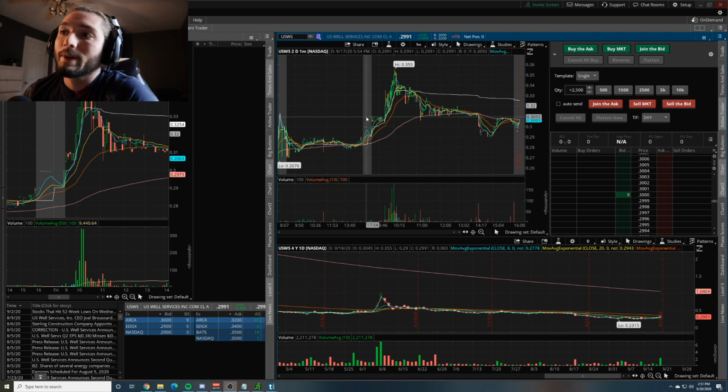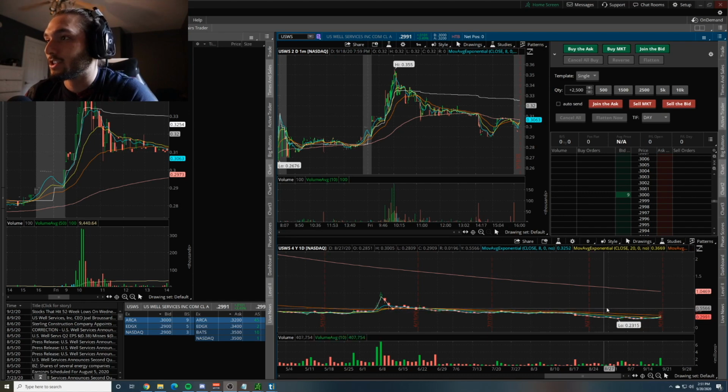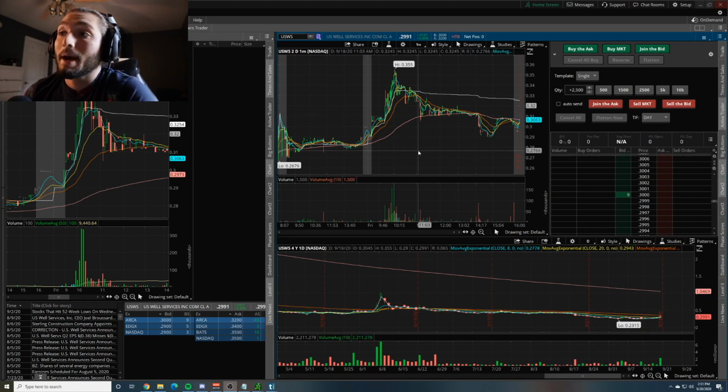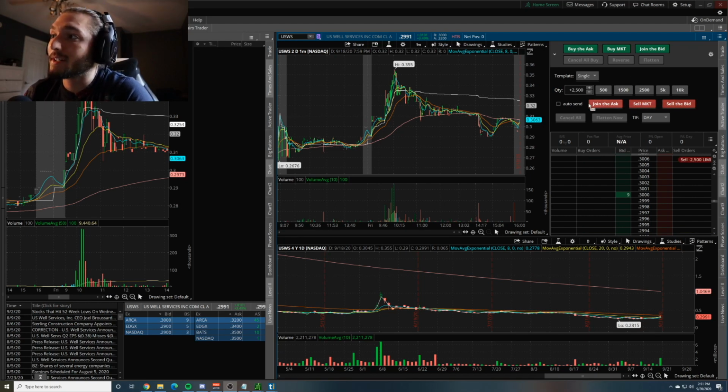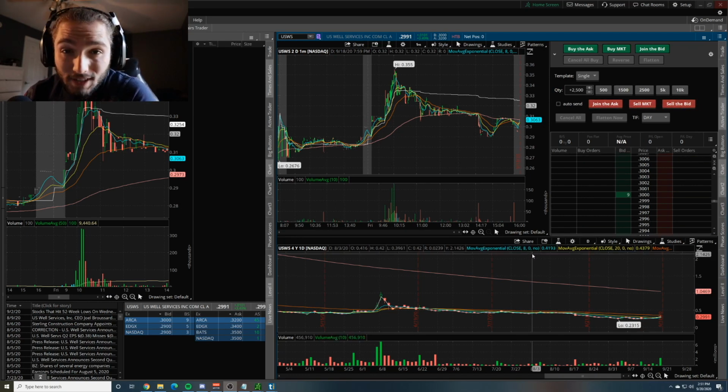So starting off, we have 3 charts on my main monitor: a 1 minute, a 5 minute, and a daily chart. And this is my main monitor. This is where the magic happens. I keep Active Trader open. I have the buy buttons and the sell buttons. I do not use hotkeys. I just use the buy and sell buttons.